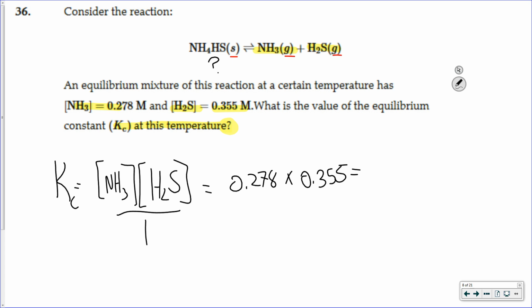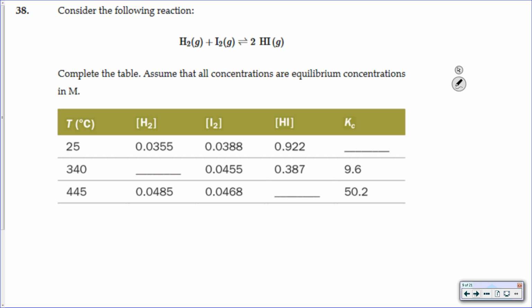And multiply those together. Three sig figs: 0.0987. Okay, so we know everything in it. We just have to plug in, crank out. All right, 38 is a little bit more.